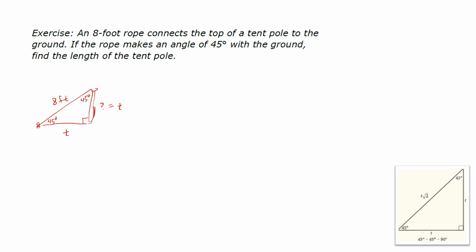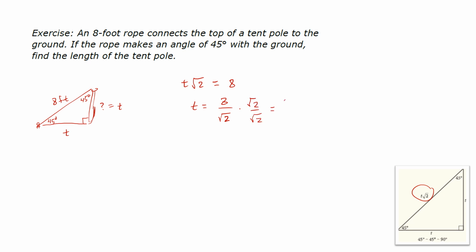We also know that the side across from our right angle is our hypotenuse, and our hypotenuse equals t times the square root of 2. So that means t times the square root of 2 equals 8. So I can find t by dividing both sides by the square root of 2. To get the square root of 2 out of the denominator, I'm going to multiply the top and the bottom by the square root of 2.